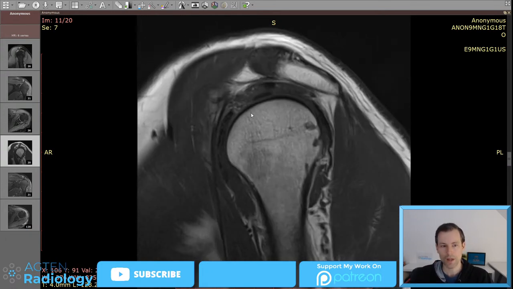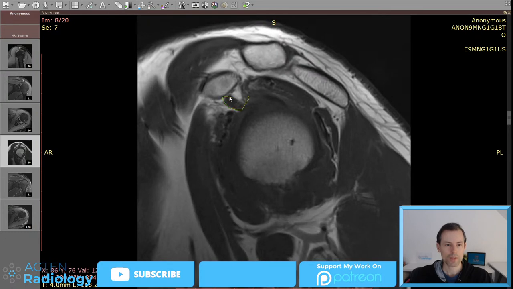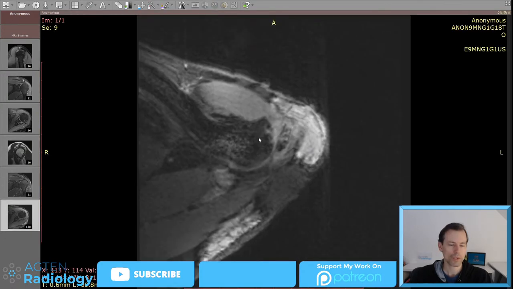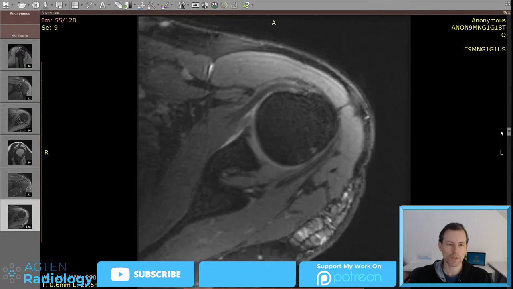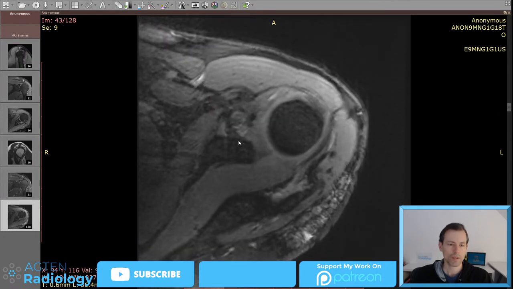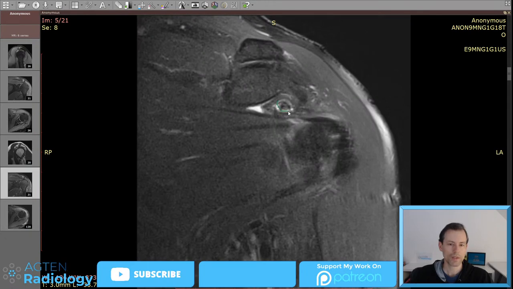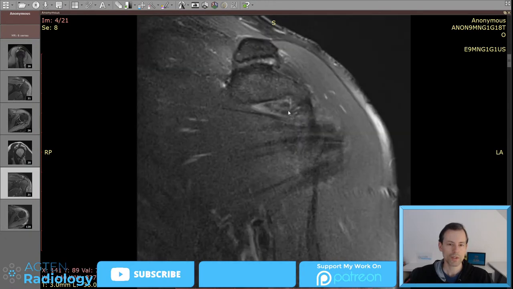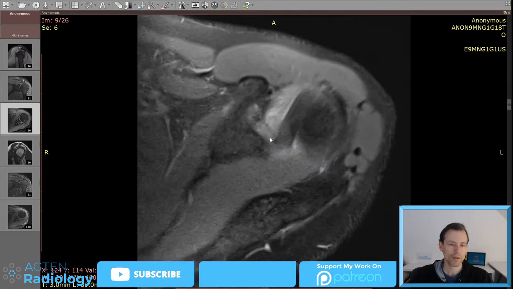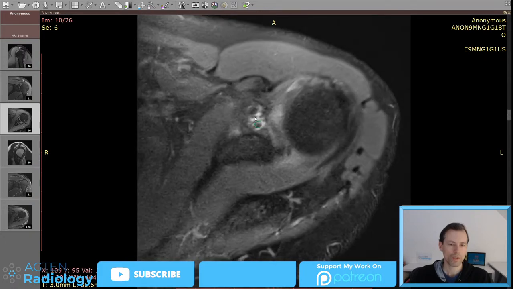Now the other thing we can see, there is some other dark signal up here, and there we have to check other sequences for what this could actually be. It's not well shown on this sequence, but on this sequence you can see these round structures. I think there are two or three different ones, so here we've got one here, here and here, and they are surrounded with high signal.